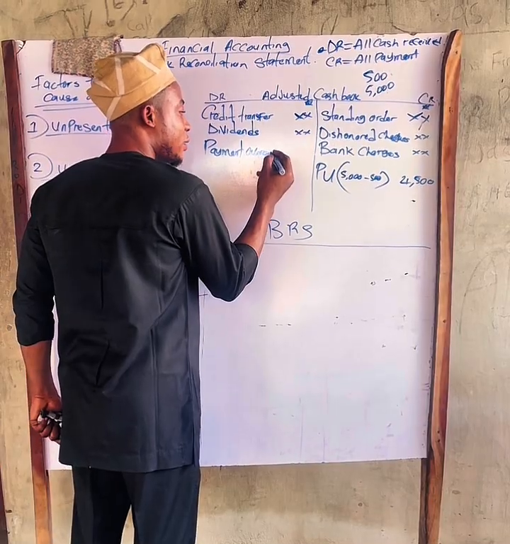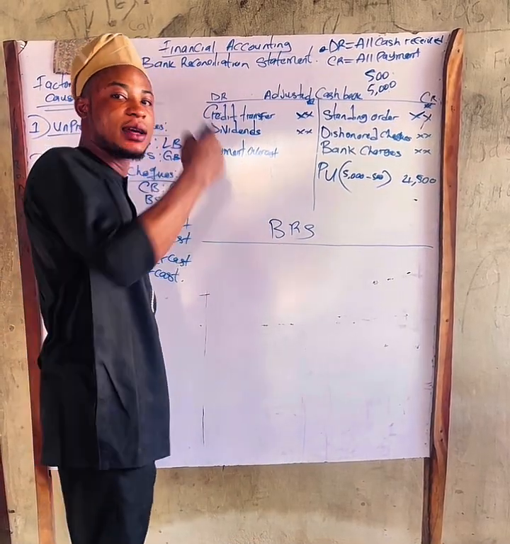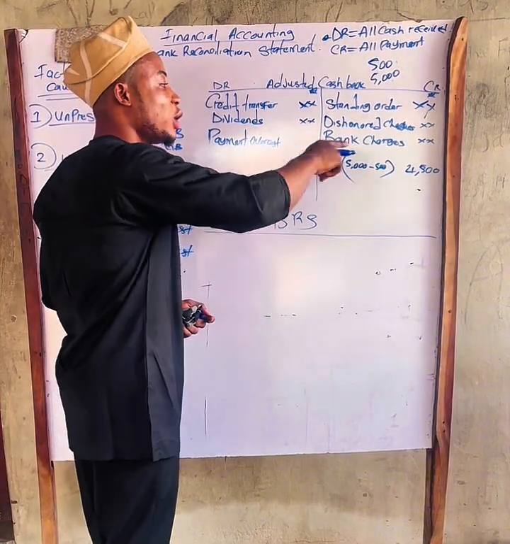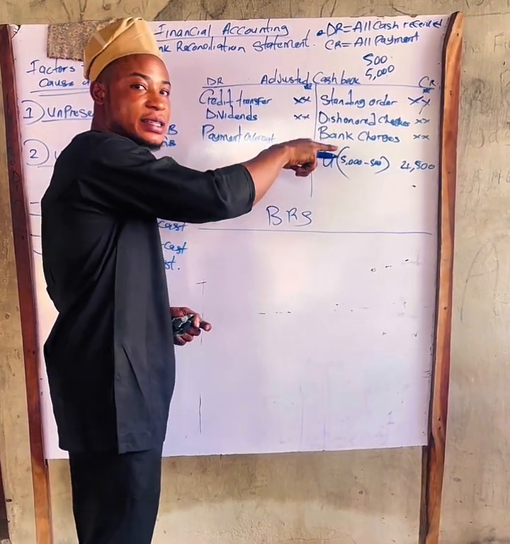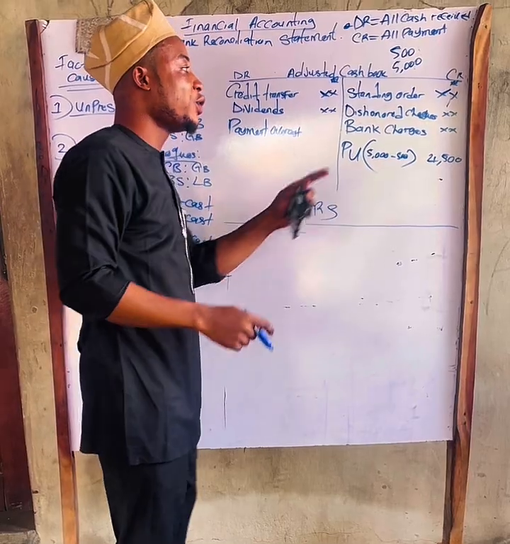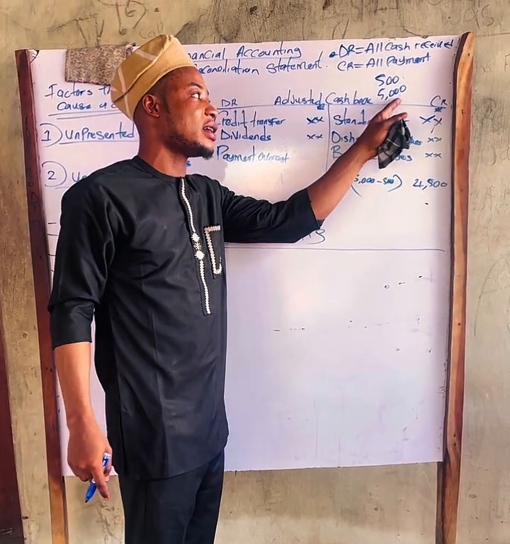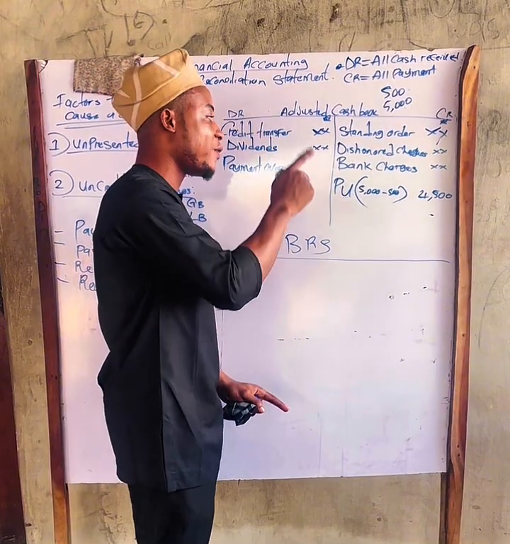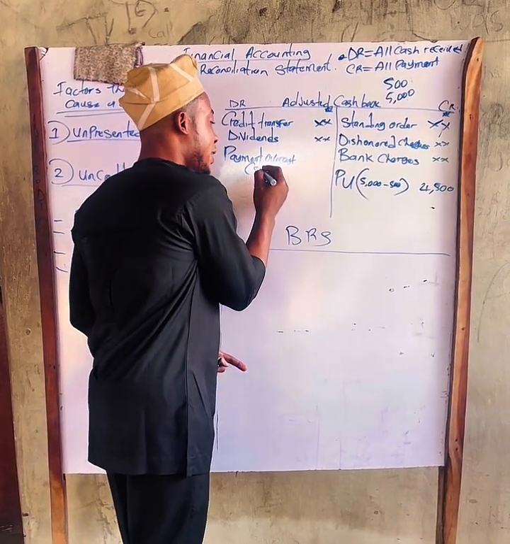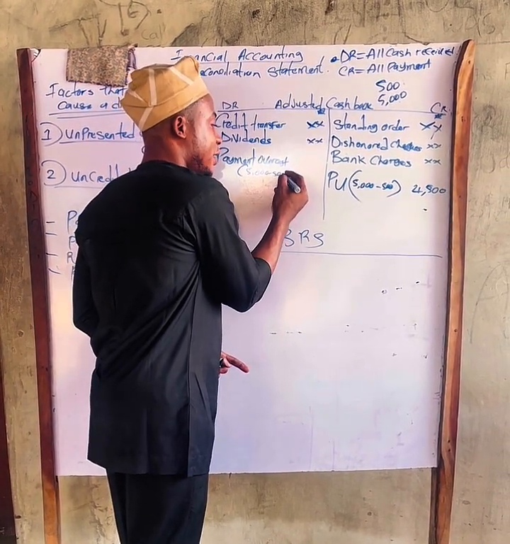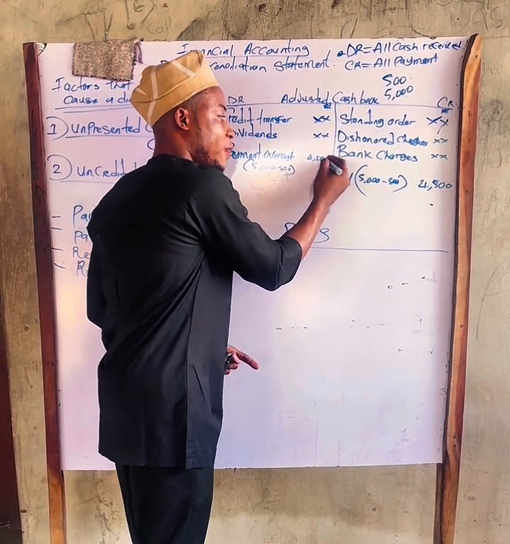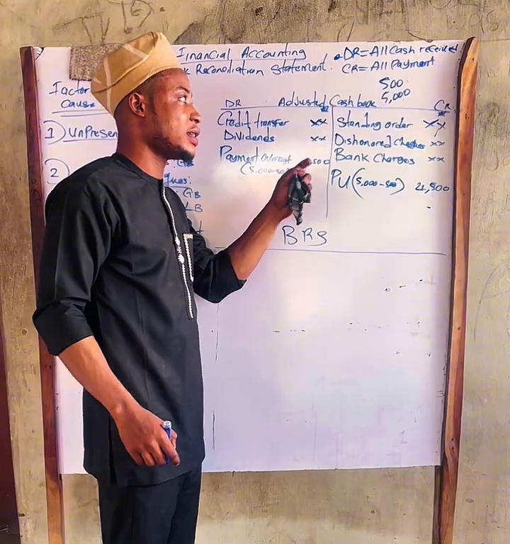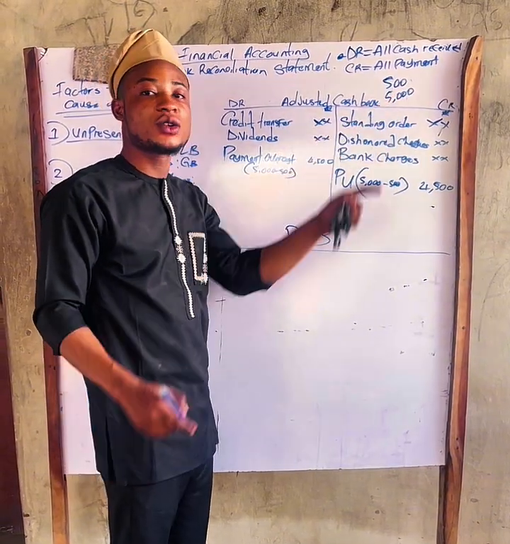overcast to the debit side of the adjusted cash book in order to cancel out the difference on the credit side. Initially you recorded 5,000 instead of 500. You've overstated the amount by 4,500. Now you want to remove 4,500. You're not going to find the difference again, 5,000 minus 500 naira. You're going to put 4,500 on the debit side of the cash book. That is cancelling out the amount that was overstated.